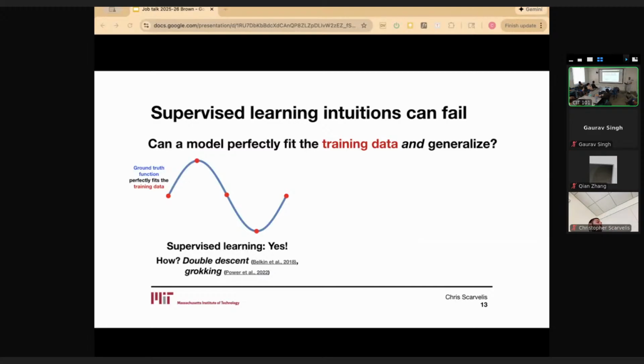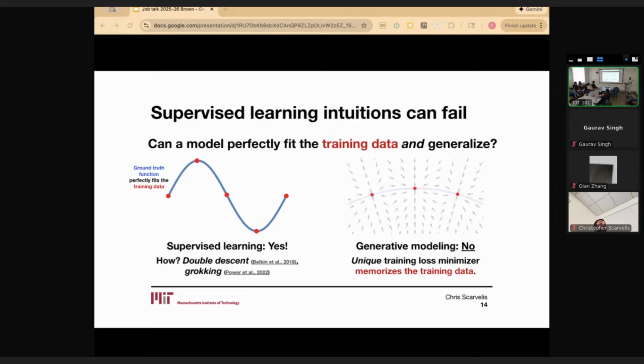Because supervised learning problems are typically underdetermined, it's possible in principle to perfectly fit the training data, but also generalize well away from it. In particular, that's what the ground truth function does. Now, this also happens in reality, and it's standard practice nowadays to seek models that drive their training loss to zero, because it turns out that these often generalize better than if we try to explicitly avoid overfitting. Theories like double descent and grokking, which you may be aware of, are attempts to explain how and why this works. Now, on the other hand, this cannot happen in generative modeling.